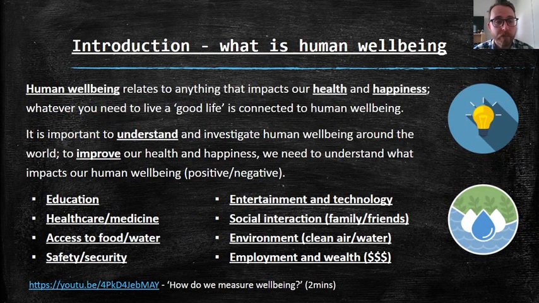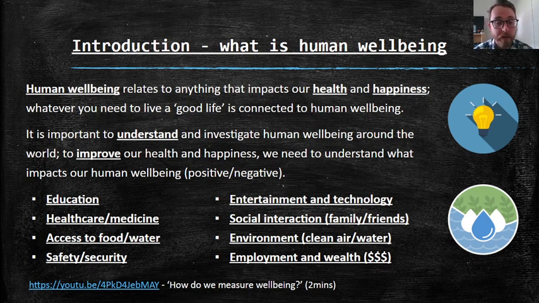So what is human well-being? Human well-being relates to anything that impacts our health and happiness. So whatever you need to live a good life is connected to human well-being. It's important to understand and to investigate human well-being around the world. Why? To improve our health and happiness, we need to understand what impacts our human well-being, whether it's positive or negative. If I want to have a better life, I need to stop, take a deep breath, look around me and say, all right, so what are the problems? What are the solutions? What's good about this? What's bad about this? And looking at human well-being in other parts of the world and other parts of the country can help you improve your life.